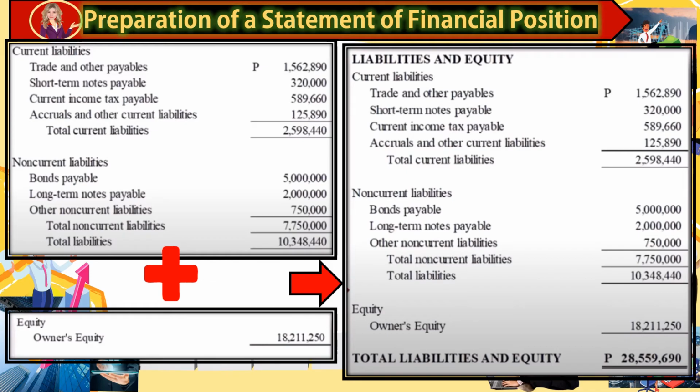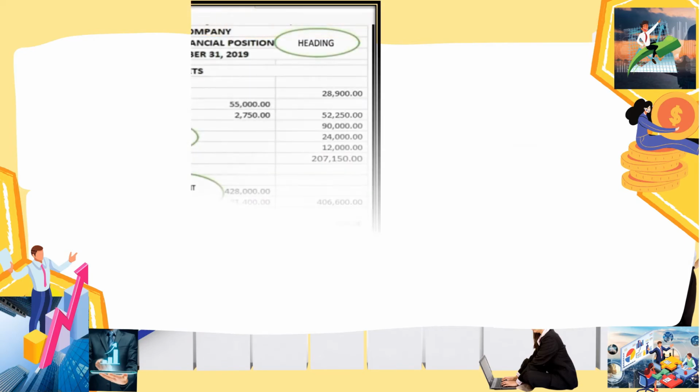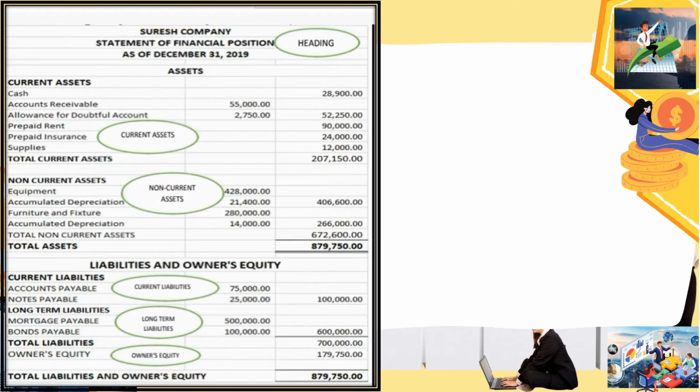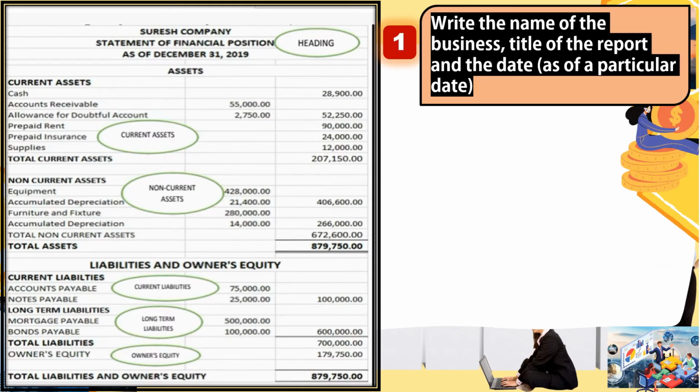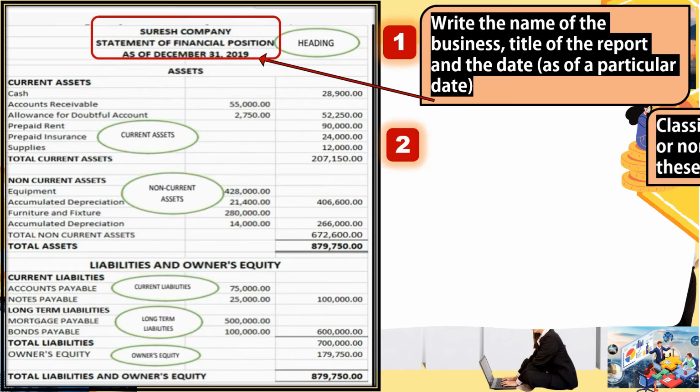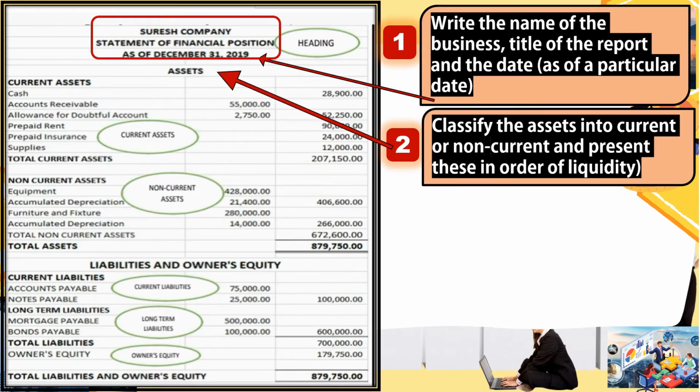You need to follow the steps. Number 1. Write the name of the business, title of the report, and the date as of a particular date. Number 2. Classify the assets into current or non-current and present them in order of liquidity. Number 3. Classify the liabilities as current and non-current and present them according to the earliest obligation to mature.